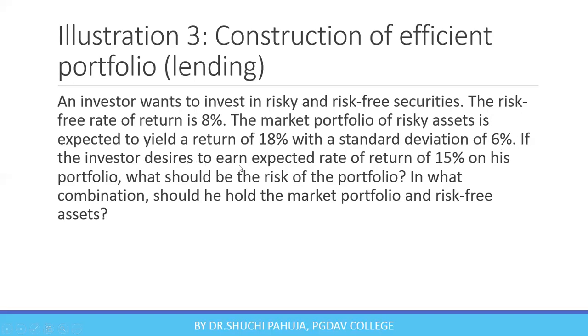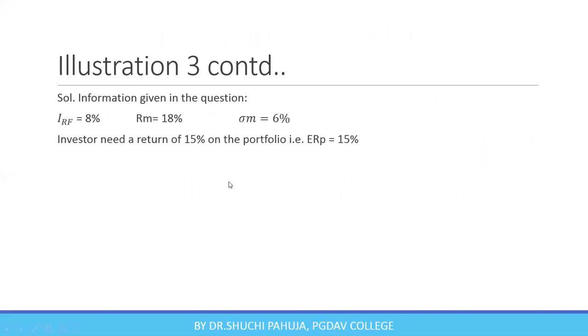If the investor desires to earn an expected rate of return of 15% on his portfolio, what should be the risk of the portfolio? In what combination should he hold the market portfolio and risk-free assets? So using the CML equation, we can find both of these. This information is given in the question. The investor needs a return of 15%, so the expected return of the portfolio is 15%.